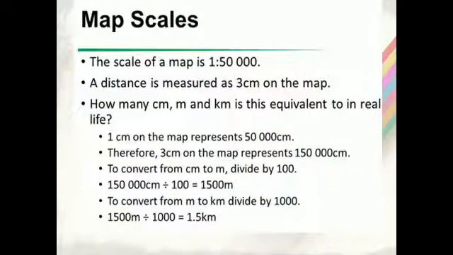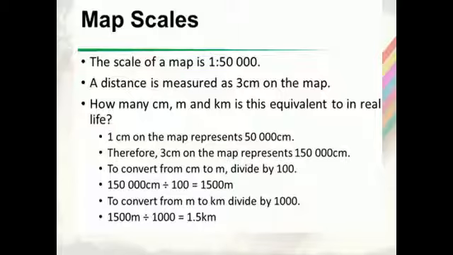This is also another example. Okay, so scale is 1:50,000. The distance on the map is 3 centimeter. Okay, so we have to find the actual distance. You have to multiply 3 with 50,000. So you will get 150,000 centimeter. You can stop it there.